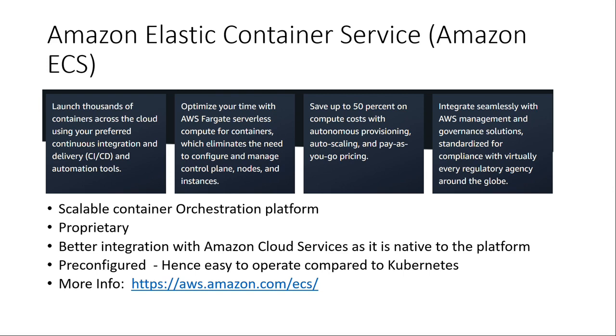In the Fargate option, we don't have to manage, upgrade the individual hosts, manage security, etc. So that is taken care of, and you save a lot of cost with Amazon ECS using autonomic provisioning and auto scaling options. You can increase or decrease the count of tasks in Amazon ECS automatically. And you can have pay as you go pricing as well. And as mentioned over here, you can seamlessly integrate with other AWS management and governance solutions.